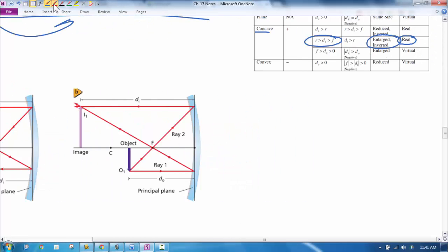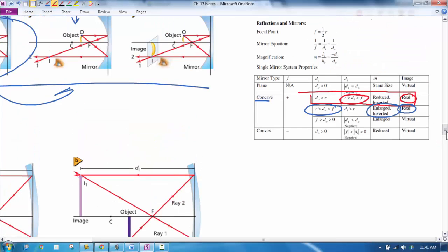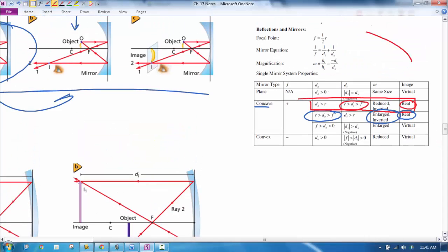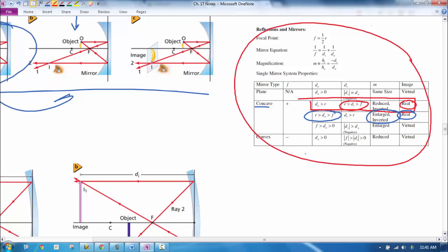So let me switch colors. Now we're putting the object at a greater distance than the radius of curvature, and what we're going to find is a reduced inverted image that is real, and the distance of the image is going to be in between the radius of curvature and the focal length. So basically what I'm telling you is you don't have to memorize anything. I'm giving you all the information you need for mirrors. I don't want you to have to memorize anything.